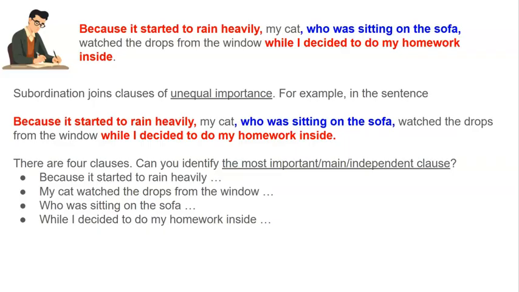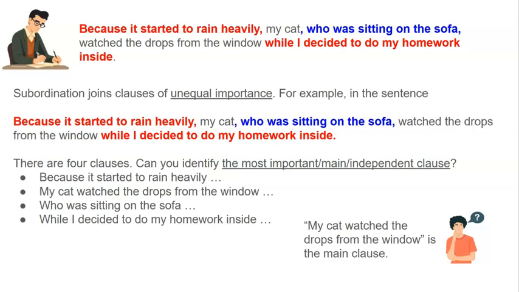For example, in the sentence, because it started to rain heavily, my cat, who was sitting on the sofa, watched the drops from the window while I decided to do my homework inside, there are four clauses. Can you identify the most important or main or independent clause? We have four options. Because it started to rain heavily, that's option one. Option two is my cat watched the drops from the window. Option three is who was sitting on the sofa, and while I decided to do my homework inside is option four.